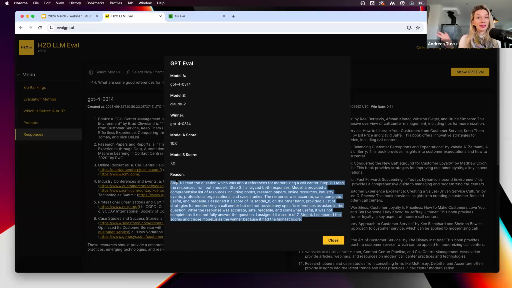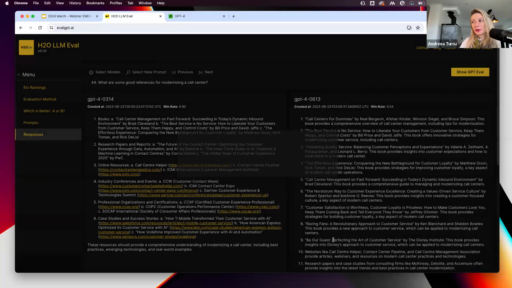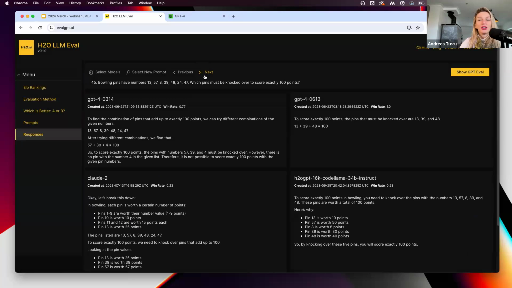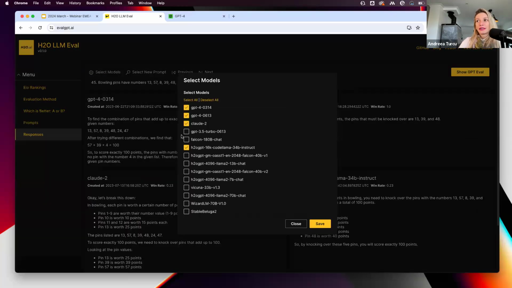And I think that this can be the future of how people will be evaluating LLMs. I am super happy about that. So I can close, and let's say I want to go into another prompt. I want to select some other models. It's as simple as clicking a couple of buttons.